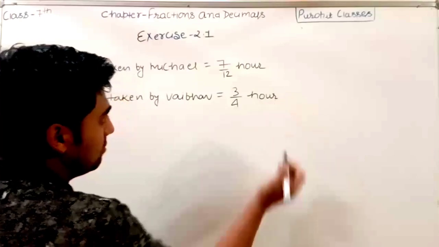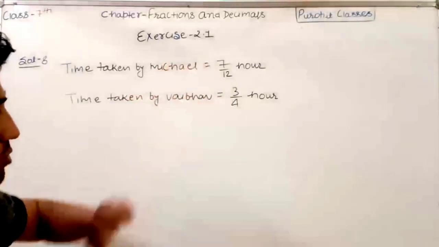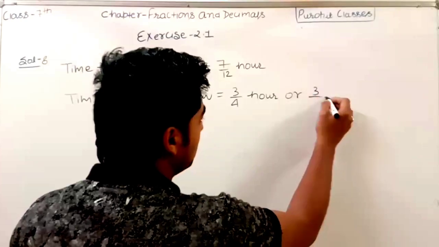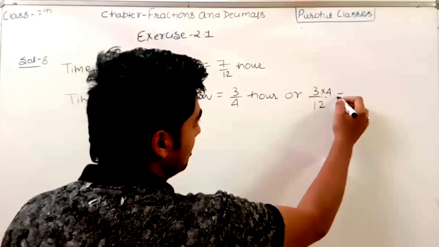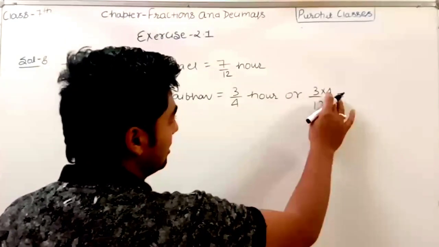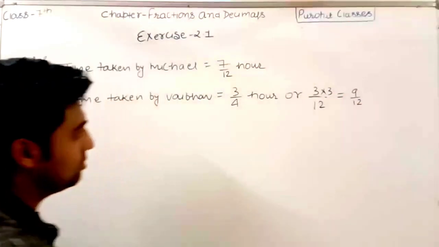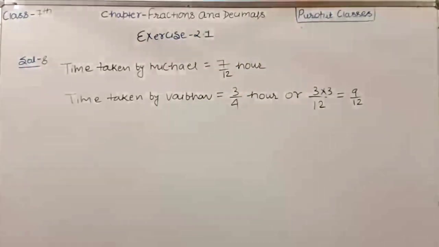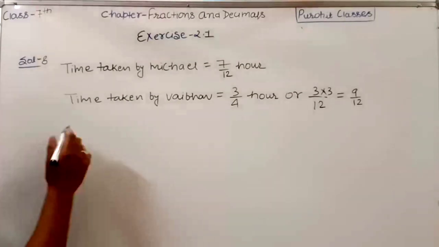Getting? Now what is the question asking? The question is asking who worked longer. It means we have to compare these two fractions. 3 by 4 can be written with denominator 12, so this will be multiplied by 3 in numerator and denominator, making them like fractions, 9 by 12. So clearly you can see who worked longer. Vaibhav worked longer. Now the next question is, by what fraction was it longer? By subtracting we can get 2 by 12 or 1 by 6.